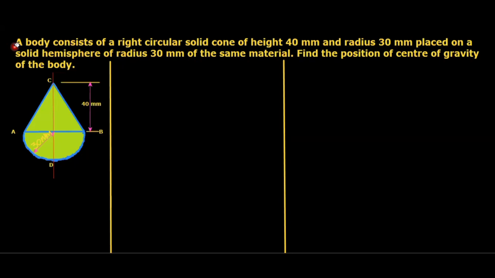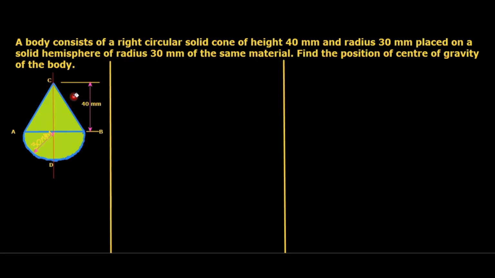Today's class we are going to discuss a numerical on the topic center of gravity of solid bodies. Let's go to the numerical. A body consists of a right circular solid cone of height 40 mm and radius 30 mm placed on a solid hemisphere of radius 30 mm of the same material. Find the position of center of the body.